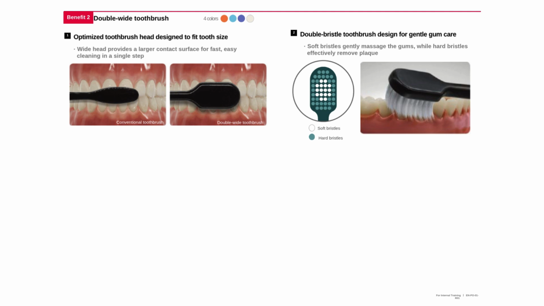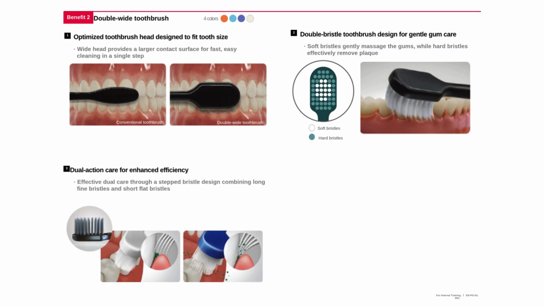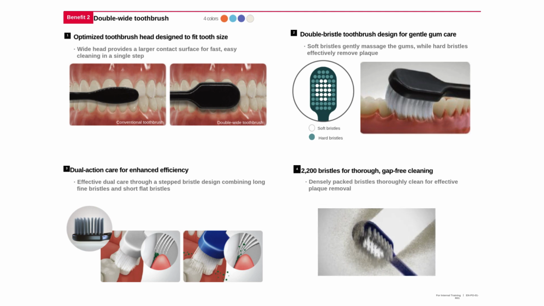The inner hard bristles effectively remove plaque, while the outer soft bristles gently massage the gums for a more comfortable brushing experience. Thirdly, the stepped dual bristle design, combining long fine bristles with short flat bristles, helps improve cleaning efficiency around the gingival margin and interdental areas. Furthermore, approximately 2,200 densely packed bristles provide thorough and gap-free cleaning while maintaining a soft brushing feel. The slim curved case design also improves portability and user convenience, making it highly practical for everyday use.